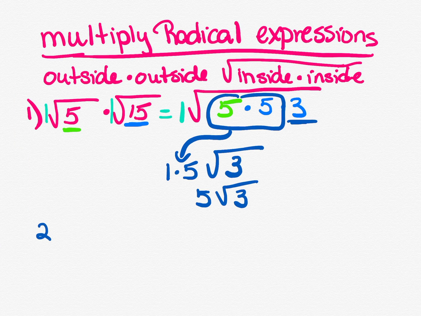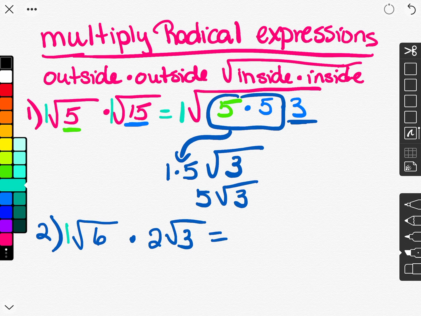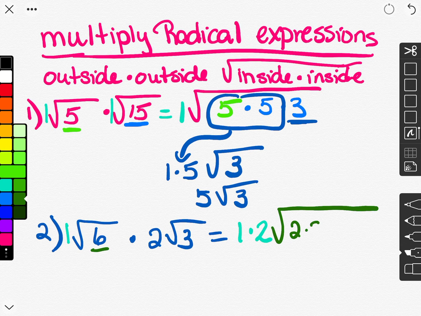Let's do another example. Number 2. So if we do the square root of 6 times 2 root 3. Again, outside times outside, inside times inside. We have our invisible 1 here, our understood 1. So outside times outside is going to be 1 times 2. And then we're going to do our inside times inside. Again, I'm not going to do 6 times 3 and do 18 and then undo the 18. I'm going to take that 6 and I'm going to prime factor that to 2 times 3.